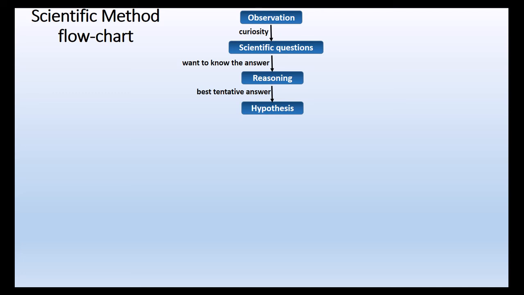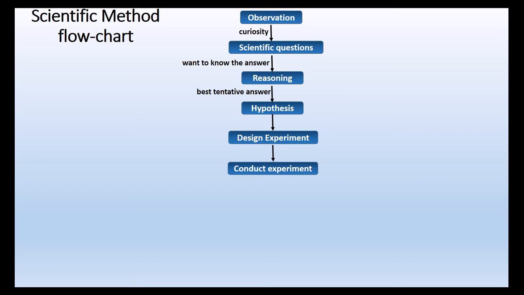When we reason, and there are two different ways of reasoning, and we will talk about that in a few minutes, we will come up with the best tentative answer for our scientific inquiry. And that best guess or the best tentative answer is called hypothesis. Once we have a hypothesis, we can design an experiment to support our reasoning.